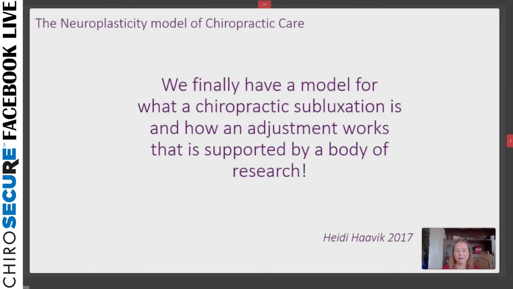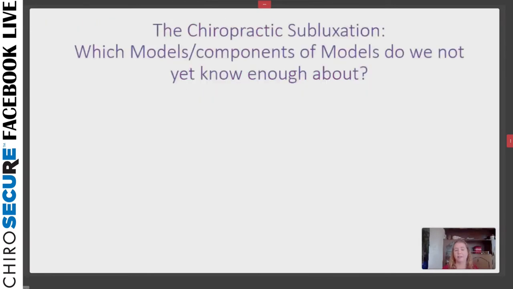And that's really, really important, because in our entire history, we've not had a plausible model. We've not had a biologically plausible model that was actually backed by research until now. Doesn't mean we have the whole story yet, but it means that we at least have something. For the first time, we have something. And I think that's really, really exciting.